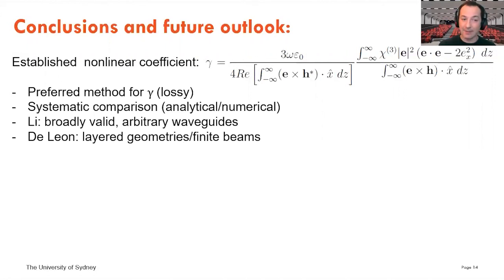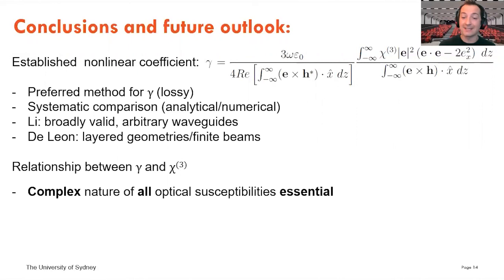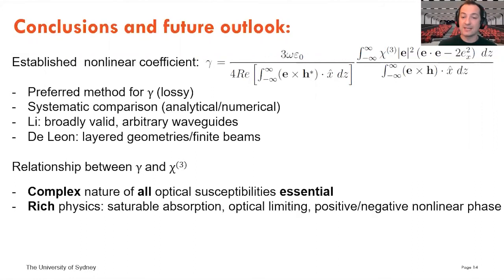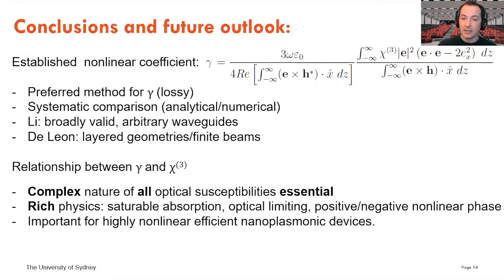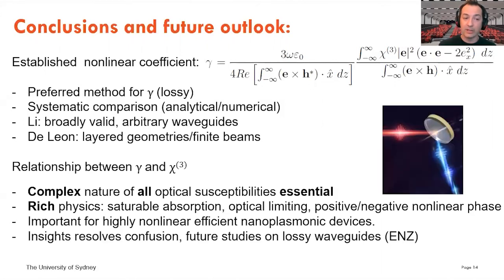The relationship between gamma and chi3 is far from trivial and requires considering the complex nature of all optical susceptibilities. This gives rise to some rich physics, such as saturable absorption, optical limiting, and positive and negative nonlinear phase shifts. This is particularly important for highly nonlinear, efficient nanoplasmonic devices that use metals and highly nonlinear materials. We hope that these insights resolve some of the confusion in the literature and will help future study on lossy integrated waveguides, especially those containing highly nonlinear epsilon-near-zero media.